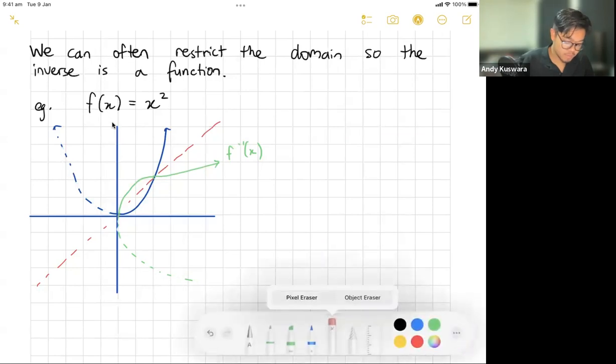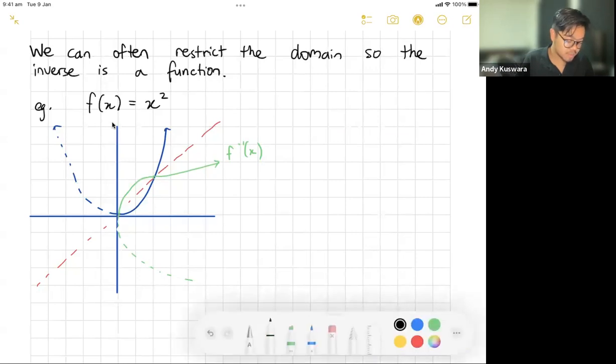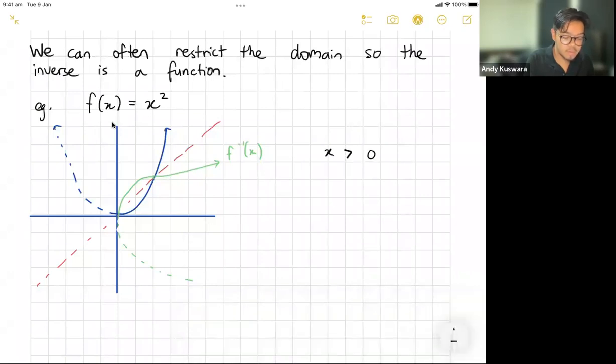So for me to make this into a function, I could either delete what happens on the right-hand side or delete what happens on the left-hand side. And so I can restrict the domain by saying x has to be greater than 0, or I could restrict the domain by saying x has to be less than 0, and then I'll just be left with what's on the bottom. So that's what I can do. I can restrict the domain to whatever I want, just so I've got a function rather than a relation. Sometimes it's helpful. So that's kind of what this topic is about.